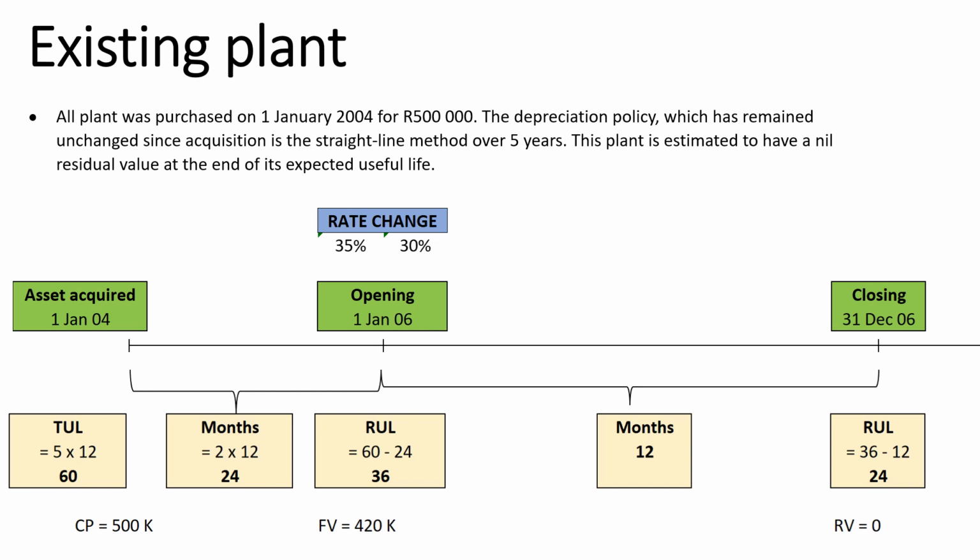Remember that your cost price is 500,000 rands. Your fair value, which the question will give you at a later stage, is 420,000 rands as at 1 Jan 06, and your residual value is null. Okay, so this information the question is going to give you at a later stage.